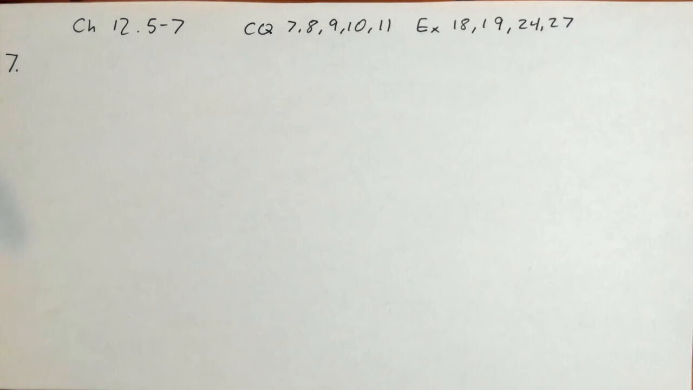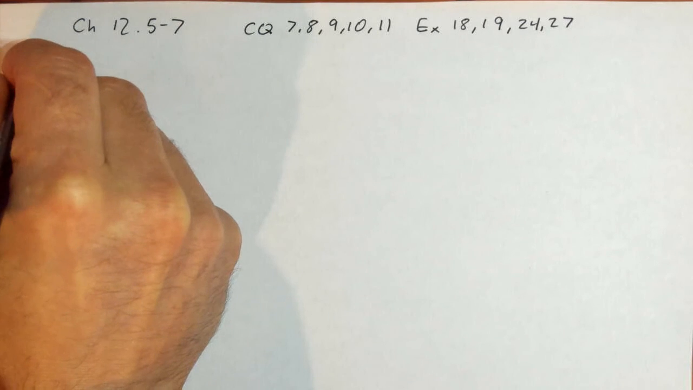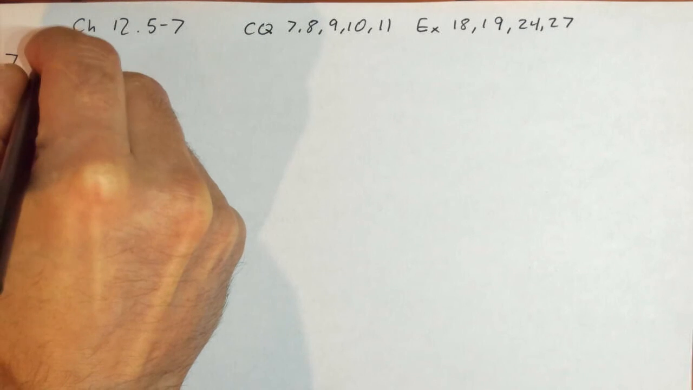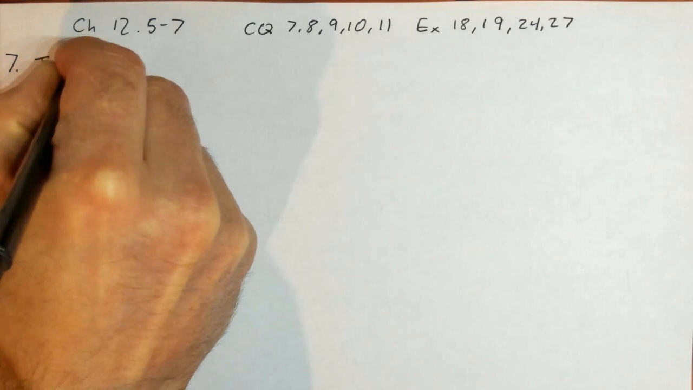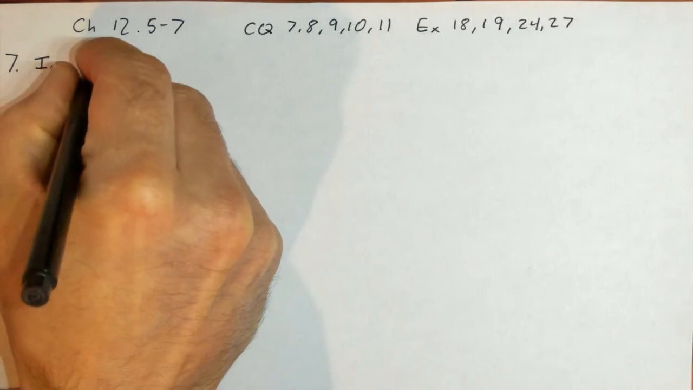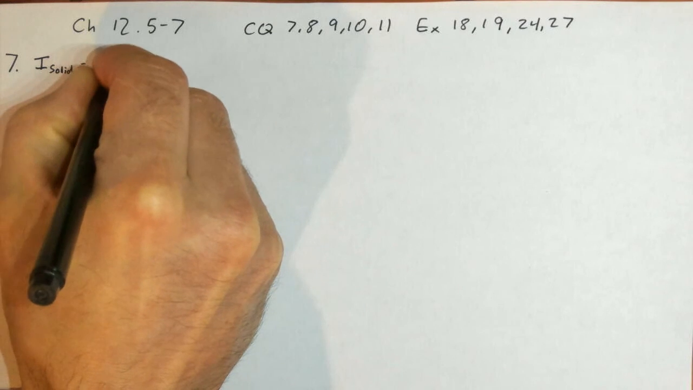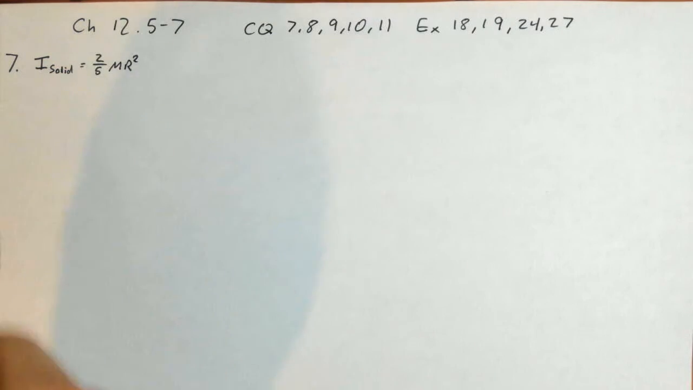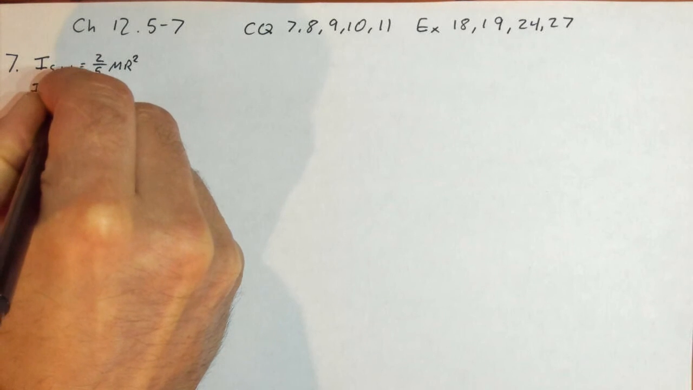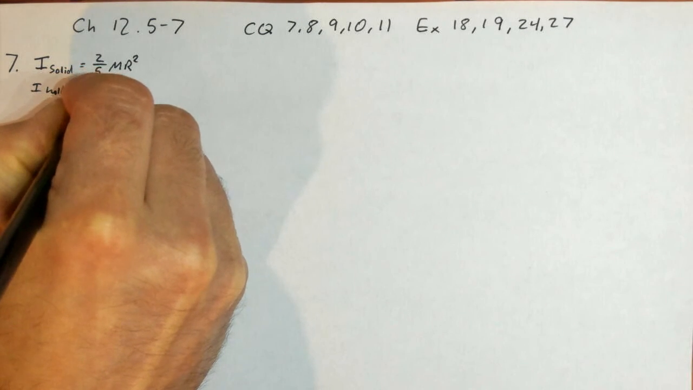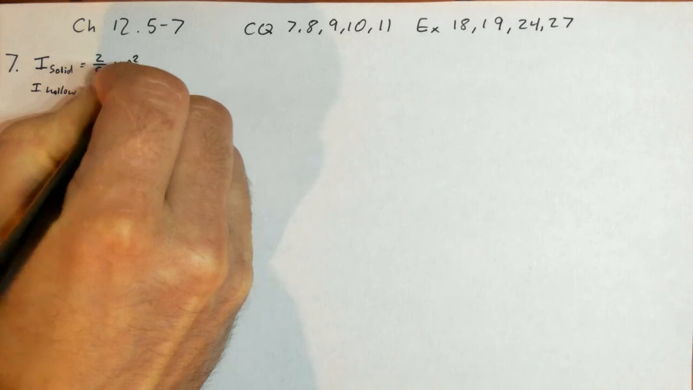Okay, so what is different about these two in terms of what you learned in the concepts in this reading? The biggest idea is that they have a different moment of inertia. Okay, I have a solid sphere, and its moment of inertia is 2/5 times its mass times its radius squared, whereas for a hollow sphere, it is 2/3 times its mass times its radius squared.